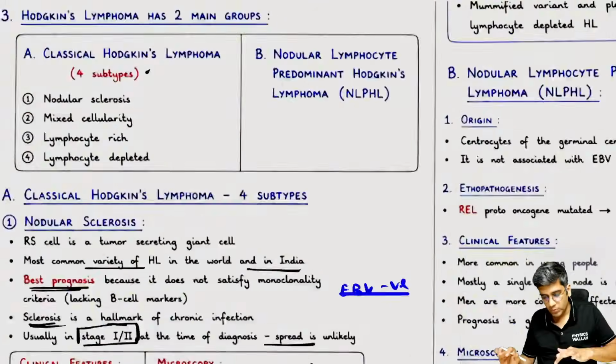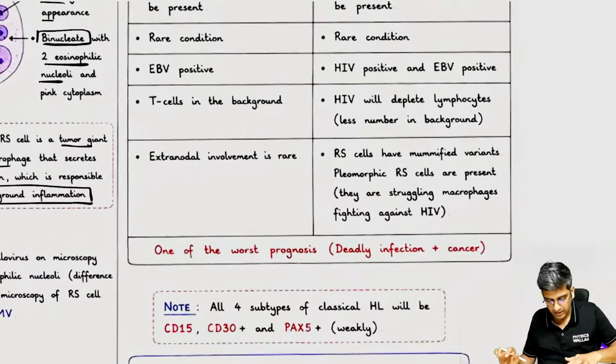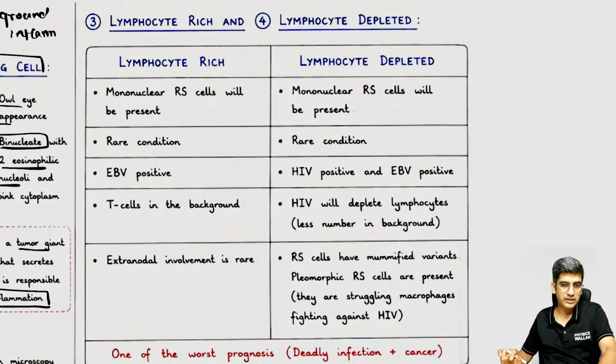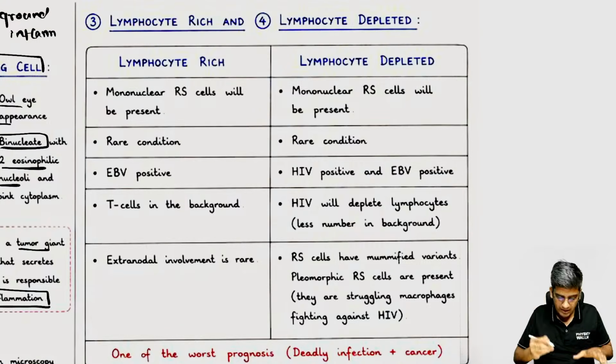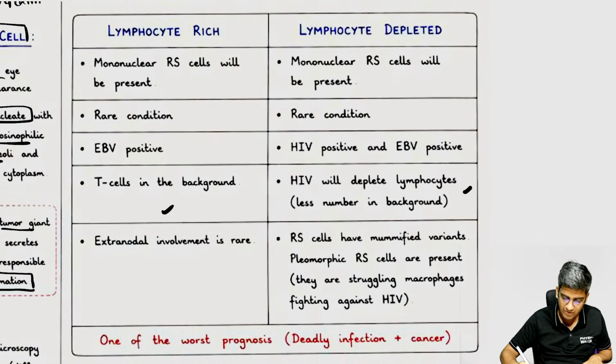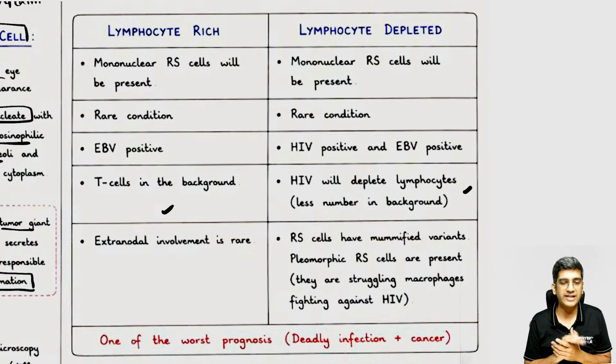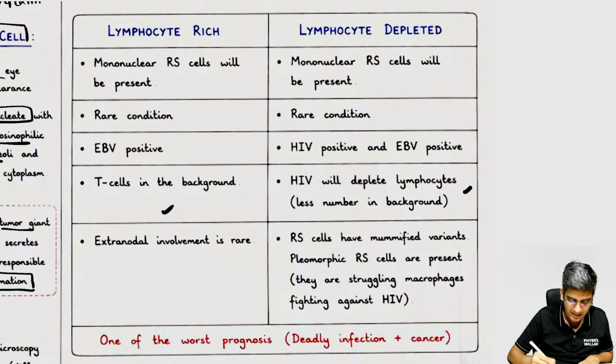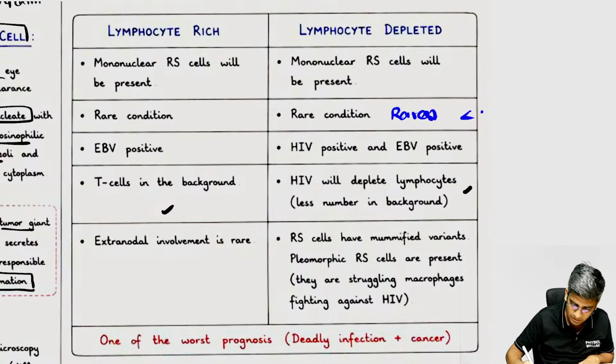Third and fourth, we have lymphocyte rich and we have lymphocyte depleted variant of Hodgkin's lymphoma. Okay, in lymphocyte rich variant of Hodgkin's lymphoma, one thing we know from the name, in the background, I'm going to have more lymphocytes. Here, we won't have more lymphocytes, lymphocyte depleted, right? In both the places, I'll have mononuclear variant of RS cell, that's your Hodgkin cell. Both are rare, and this is the rarest of all. Less than 1% of Hodgkin's lymphoma will be lymphocyte depleted.